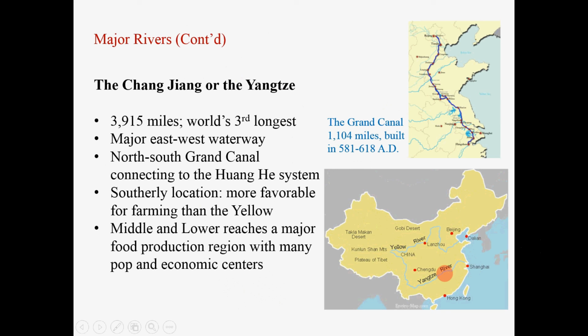The middle and lower reaches of the Yangtze River are extremely fertile because the southerly location provides very favorable precipitation and temperature conditions that make this very conducive for rice growing. So this is an extremely important agricultural and economic region of China.